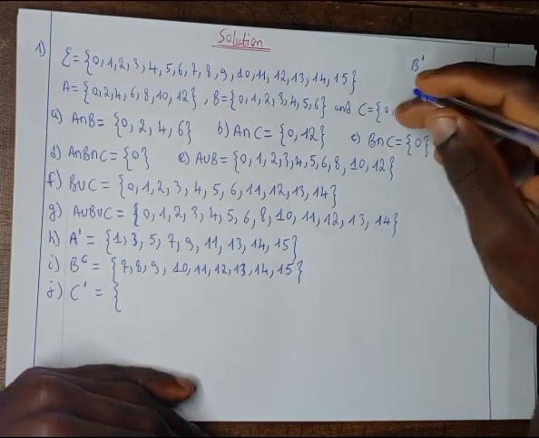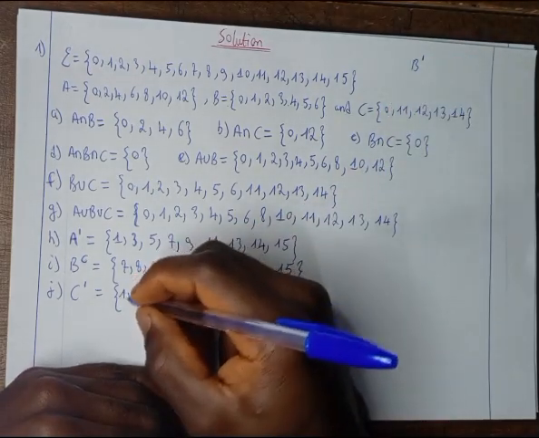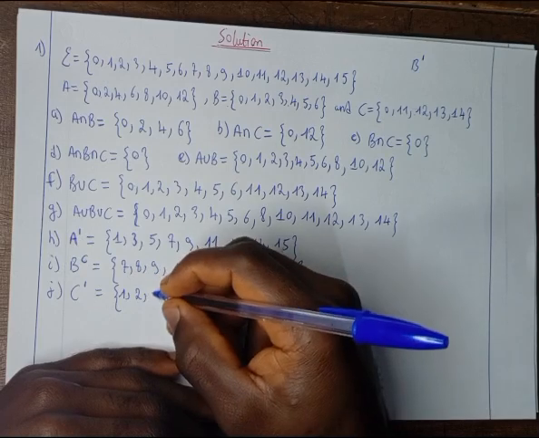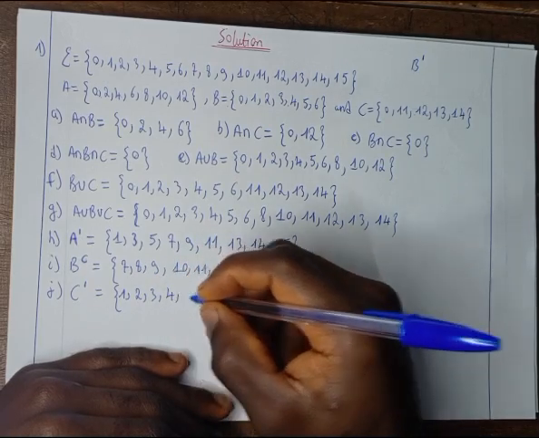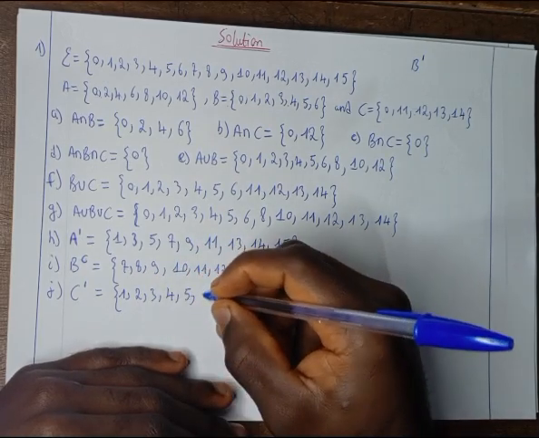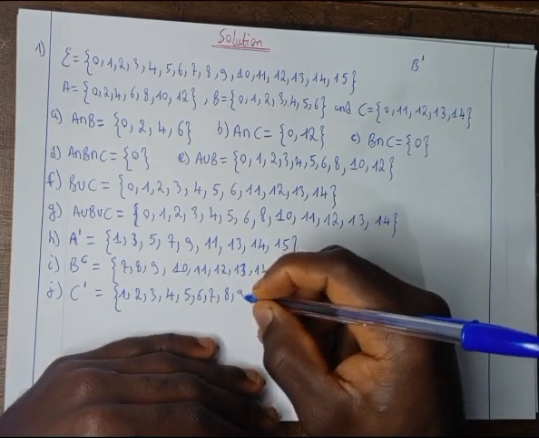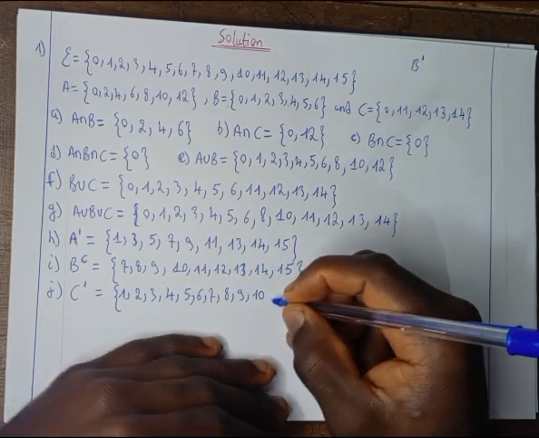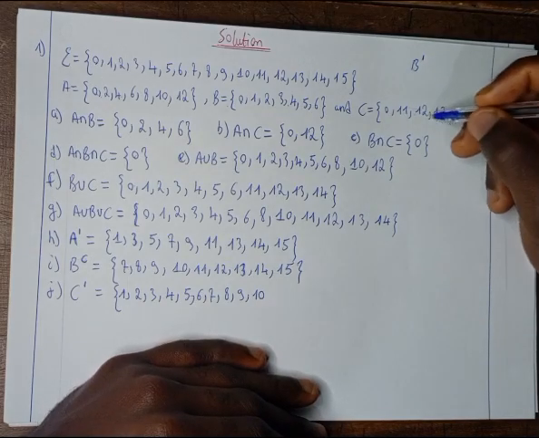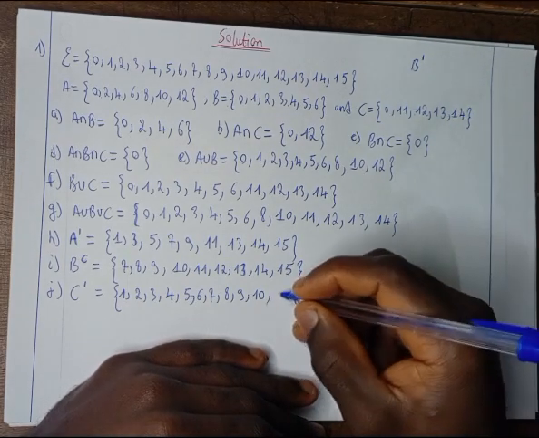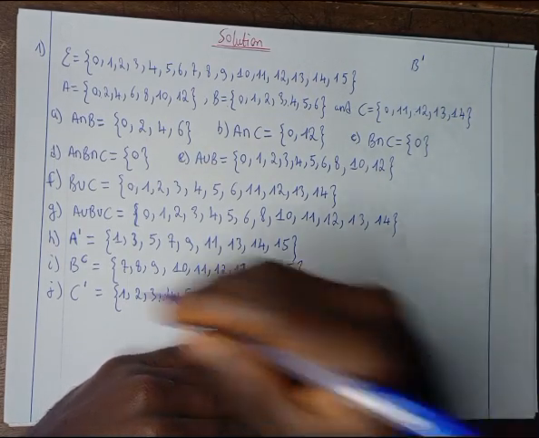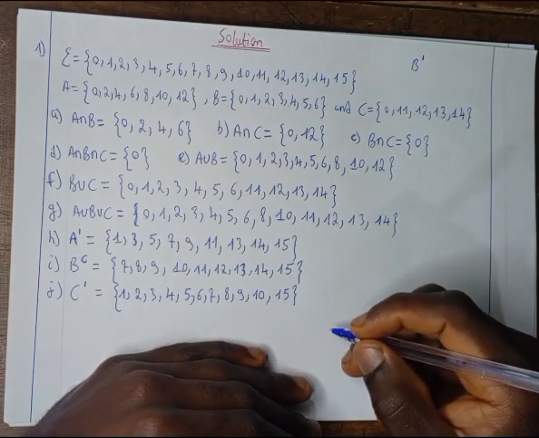We have 0 in the set C. There is no 1. There is no 2. There is no 3. There is no 4. There is no 5. There is no 6. There is no 7. There is no 8. There is no 9. There is no 10. There is 11. There is 12. There is 13. There is 14. There is no 15. So this is C complement.